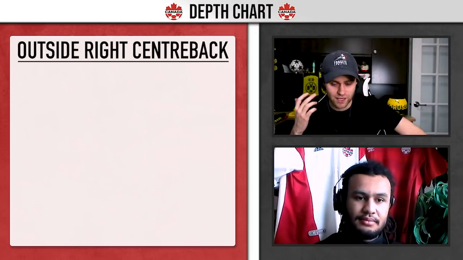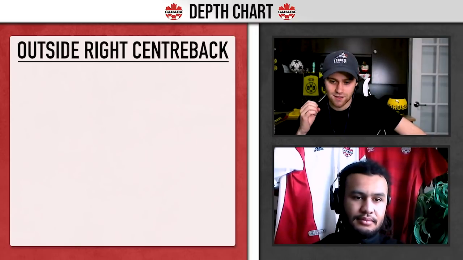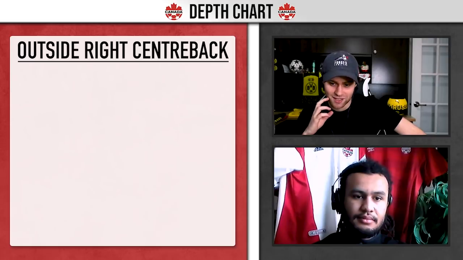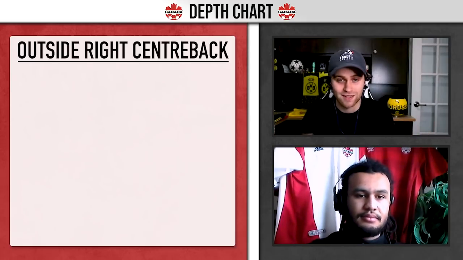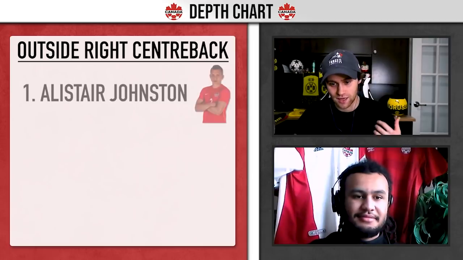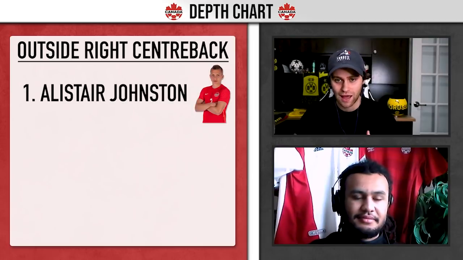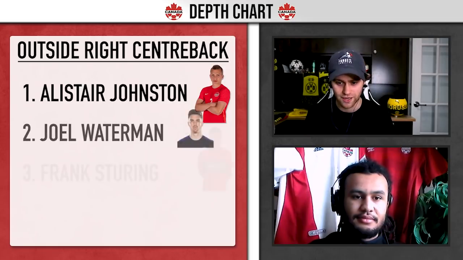Now we're going to head over to the outside right center back one, which, when we came up with our list, is the one that kind of got me, because this is where we had to dig down a little bit more. But in my opinion, the number one, and it's not really a debate, is Alistair Johnston. And then going down that list, you see players who haven't really been around the national team too much. Second in the depth chart, we put Waterman, followed by Stirring and Dunn.